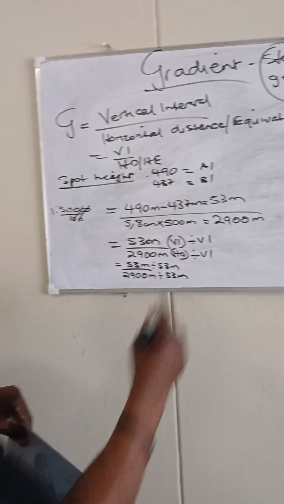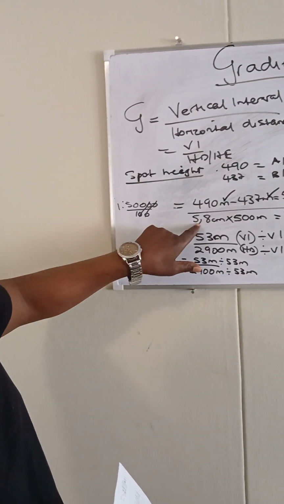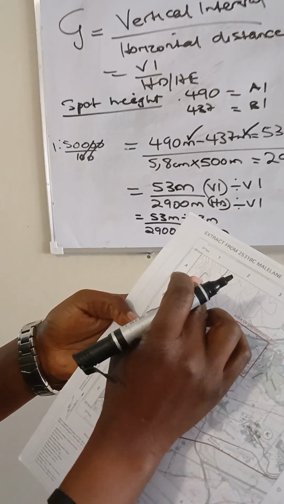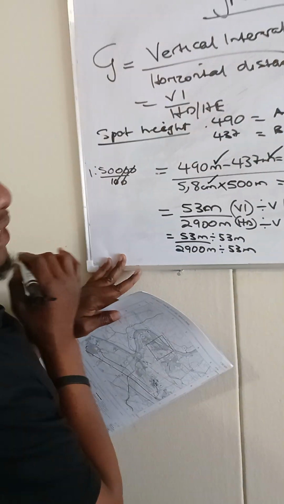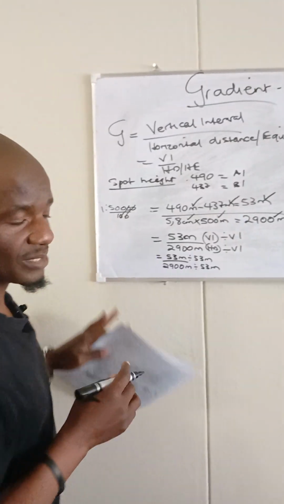We got 53. Remember, also check that the unit of measurement is there when I'm doing my calculation. Then here we actually find that the horizontal distance between the two spot heights is 5.8 centimeters, and we multiplied it with the scale, which is 500 meters. That's how we got the 2,900 meters.